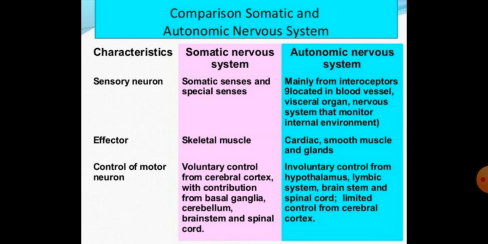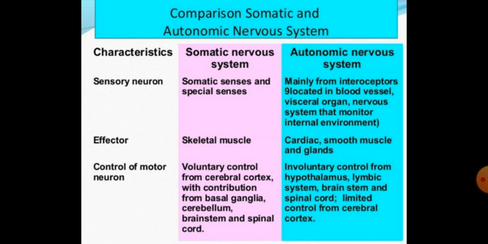So, a comparison of the somatic and autonomic nervous system. In the sensory neuron, the somatic nervous system has somatic senses and special senses. Somatic senses detect touch, pain, pressure, temperature, and tension on the skin and in the internal organs, while the special senses are the sensations of taste, smell, hearing, and sight.